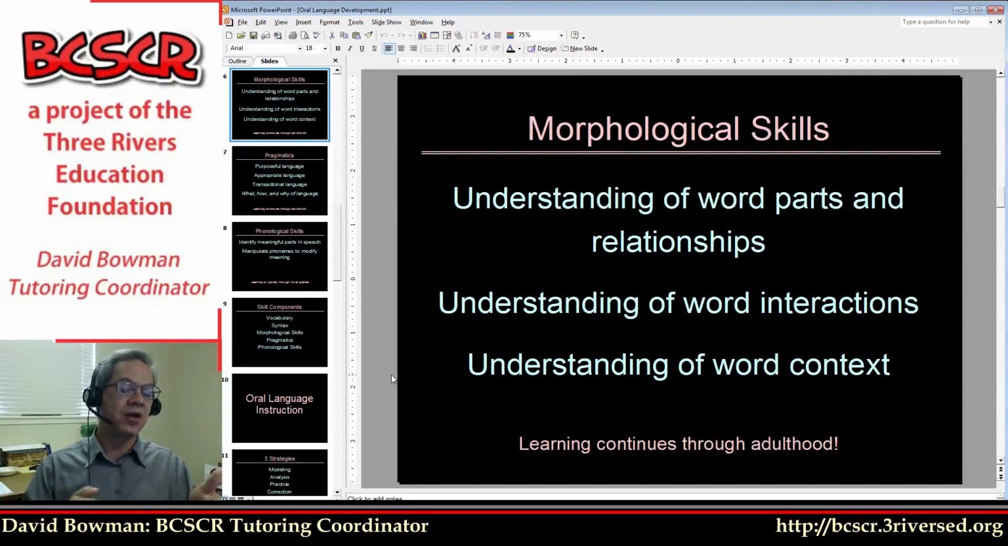How do words interact with one another in order to change meanings? For example, if I were to say, "I can only talk about my car" versus "only I can talk about my car," we're changing the word order, we're changing the way the words interact in order to change the meaning. And that study is the realm of morphological skills.